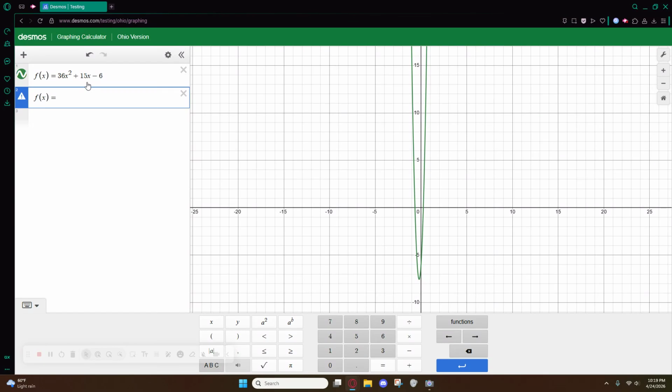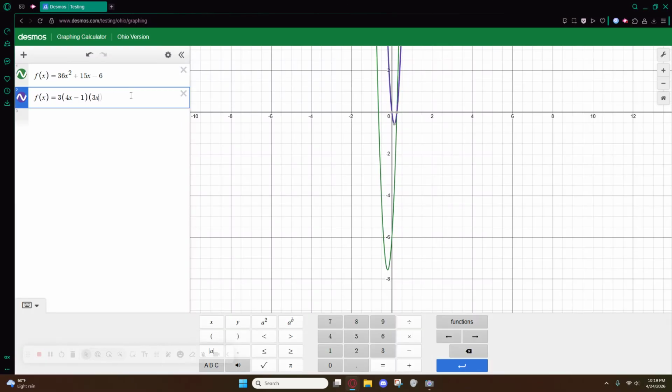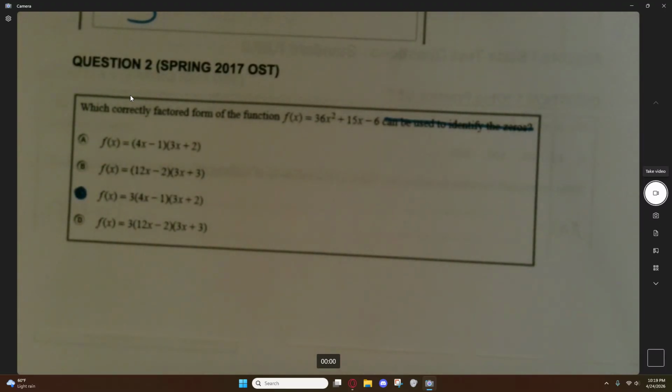Choice C, f of x equals 3 times (4x minus 1) times (3x plus 2). That seems to do a pretty darn good job of overlaying it. Let's just zoom in a little bit to make sure it's exact. It's probably that. See how perfectly it overlays it? We'll put in the last choice just to really be sure. D, 3 times (12x minus 2) and (3x plus 3) does not overlap it at all. So, because it overlapped perfectly, our answer is choice C.